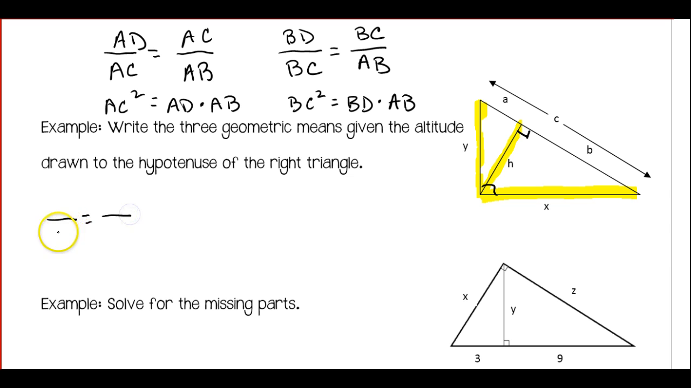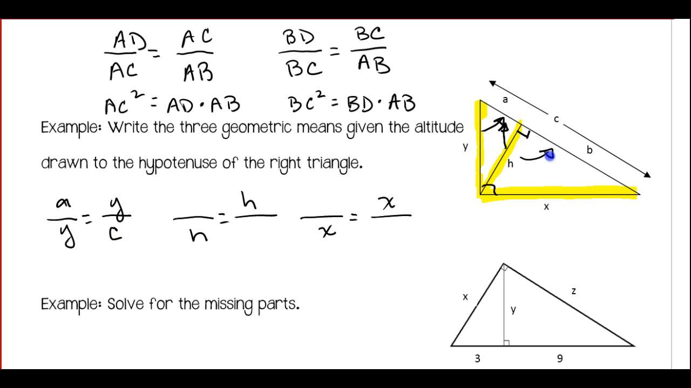So I know that y is going to be a geometric mean, and I know that h is going to be a geometric mean, and I know that the other leg, x, is going to be a geometric mean. So the legs are the mean between the part of the hypotenuse that they're adjacent to. For y, it would be a and the entire hypotenuse, c. The altitude is a geometric mean between the two pieces of the hypotenuse. In this case, it's a and b. And here's my other leg. It's going to be a geometric mean between the part of the hypotenuse it's next to, b, and again the entire hypotenuse, c.